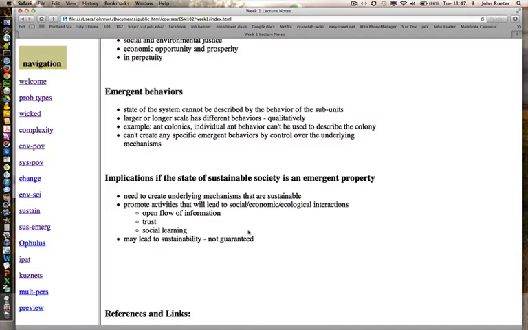And those are things like open flow of information and transparency, trust that we're going to be doing the right thing in the future, and then the ability for the organization and the society at large to learn. And then it may lead to sustainability, but it's not guaranteed. You can't say, here are the behaviors that are guaranteed to lead to sustainability. It puts you in a position where sustainability may emerge.